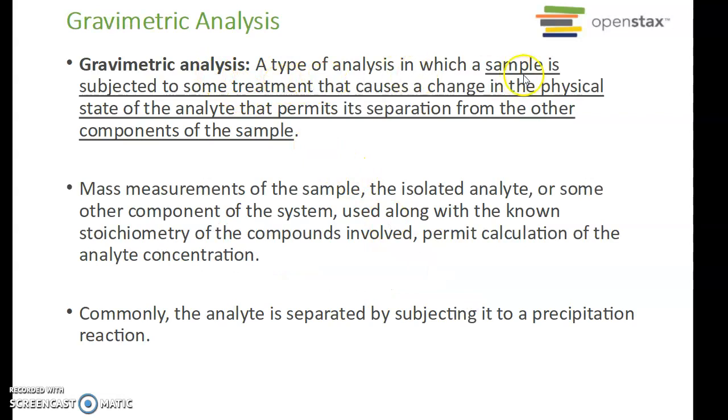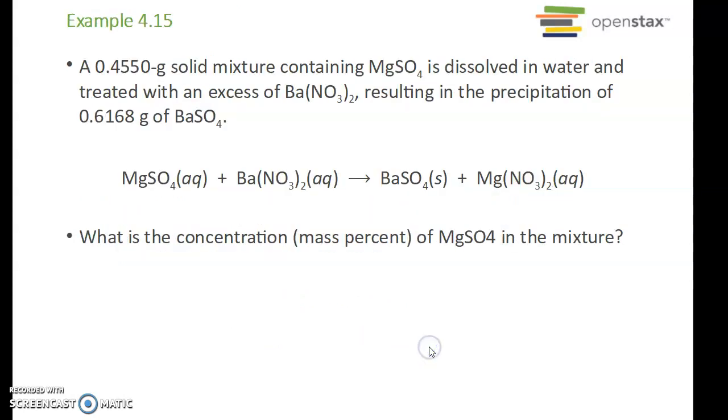Gravimetric analysis is where a sample is subjected to some treatment that causes change in physical state of the analyte and permits its separation from the other components. A lot of times these will be something that has precipitated out, and then you vacuum filter it and dry it, and then you weigh what is left in terms of the final material. And this is, as I said, typically done by separations of a precipitation reaction.